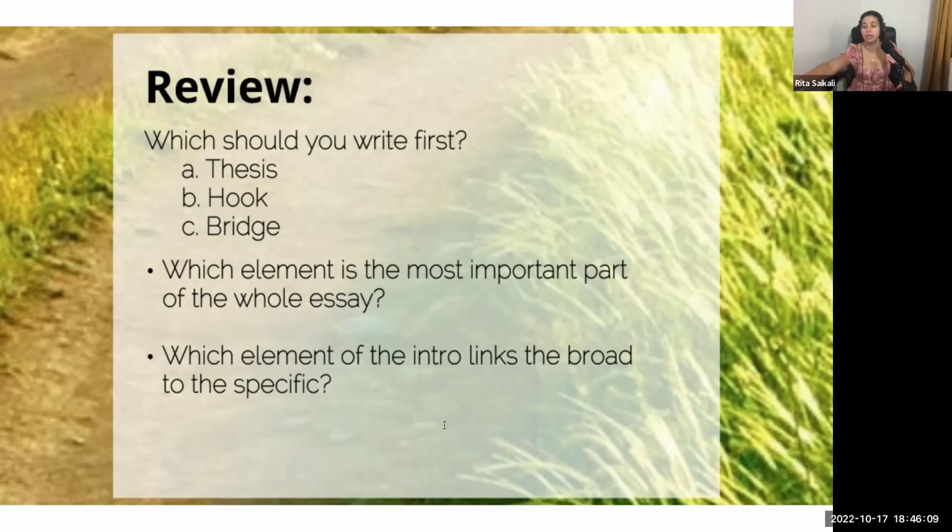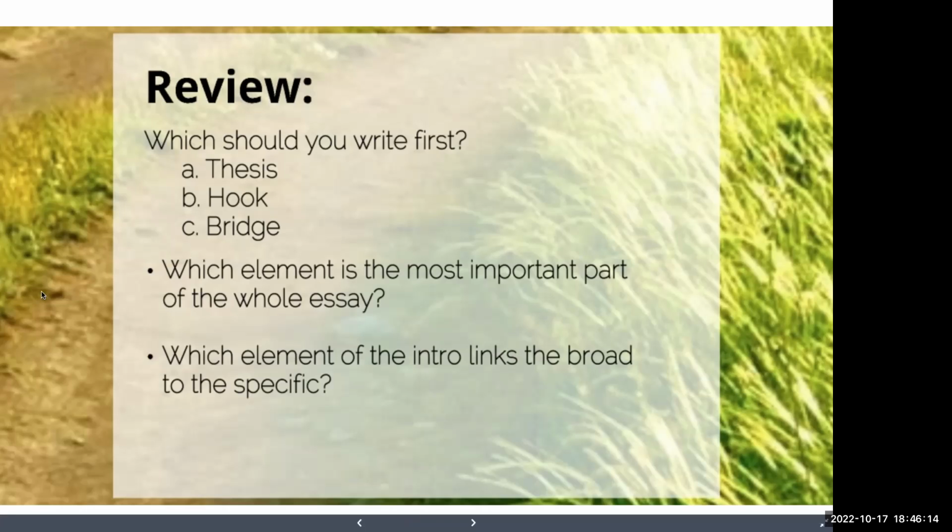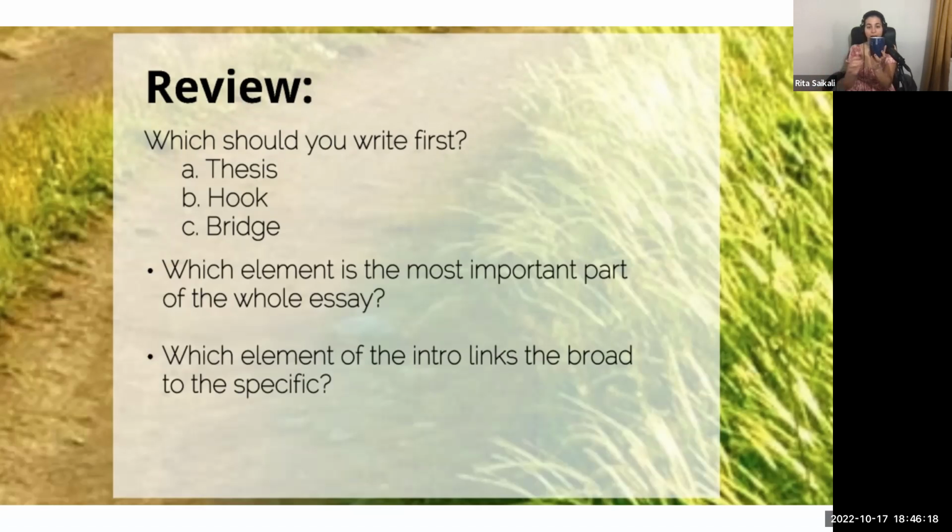It's like if I tell you, let's paint this mug. Well, you need the mug before you can paint, right? Without the mug, you can't paint. Without the thesis, you don't have an essay. So you write the thesis first, and then you can be creative. And then you bridge the gap between your creativity and what it is that you're talking about.